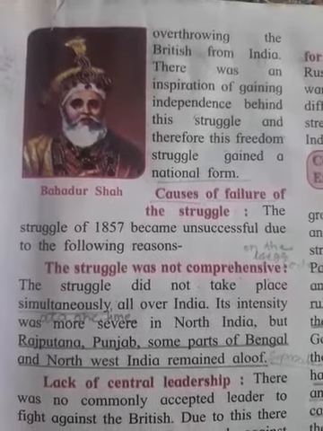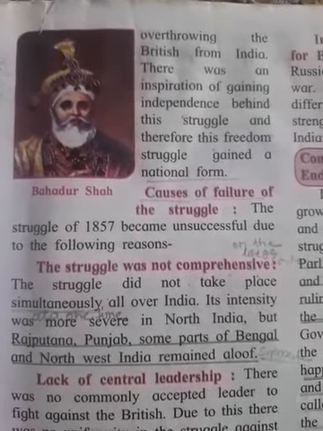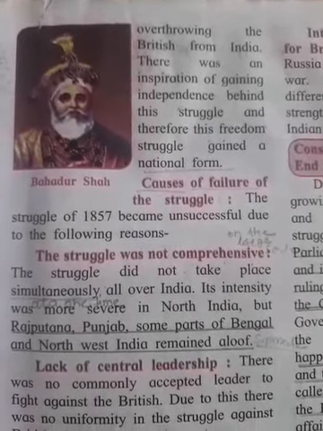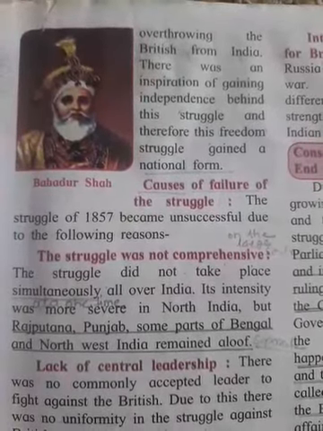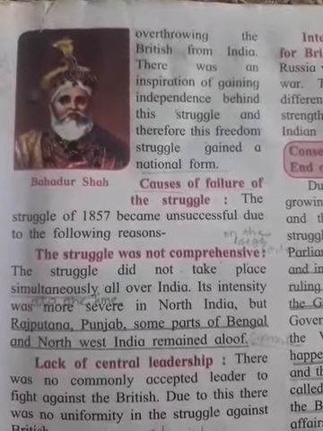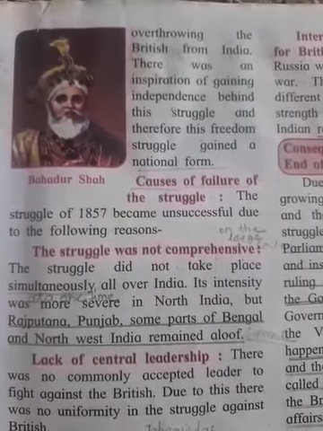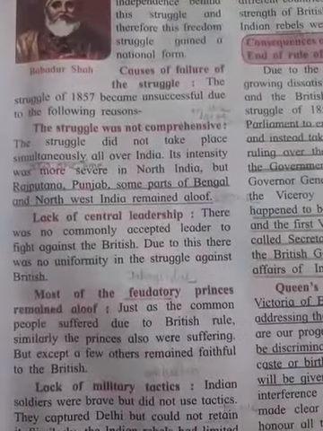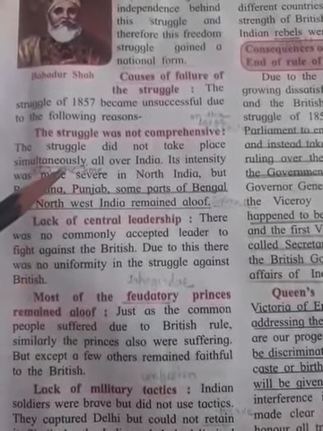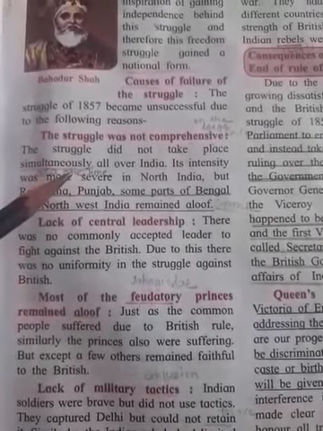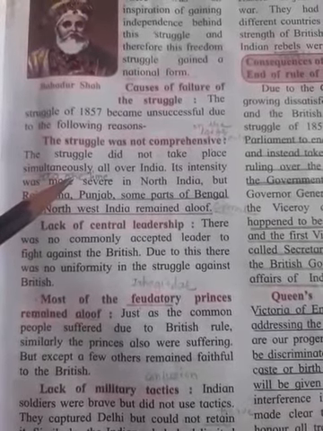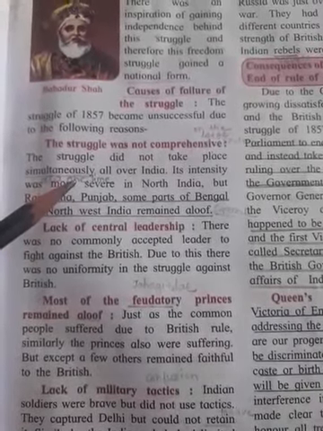Dear students, in the last video we learned about the causes of the freedom struggle of 1857. We also learned how the Britishers crushed the struggle of 1857. And in it we learned that the Indians failed, or they never succeeded in it.